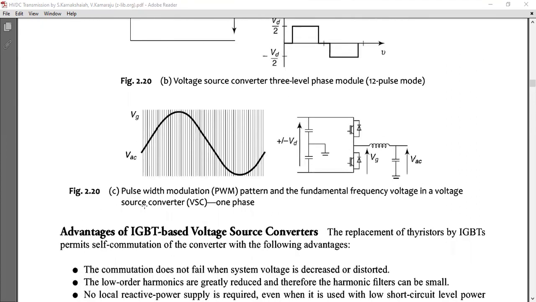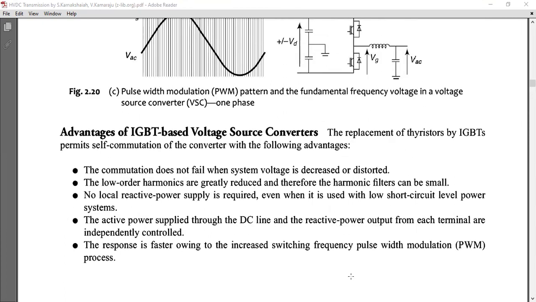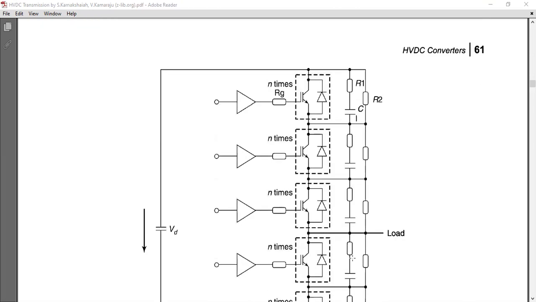So this is the voltage waveform of one phase of the inverter output. We can see here, this is the voltage waveform. So what are the advantages? You can go through them.